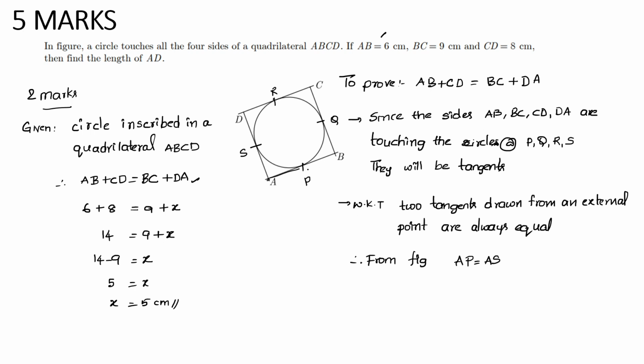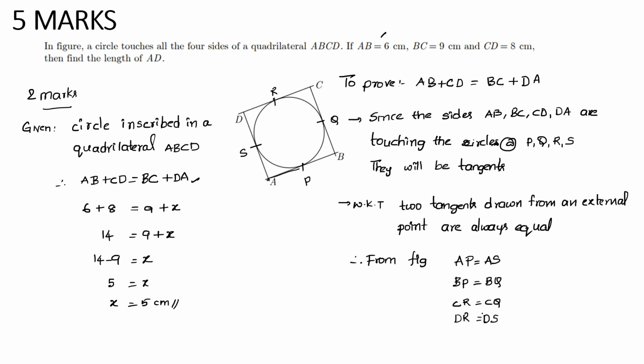Similarly, BQ is equal to BP. We will write all vertical things on one side, horizontal things on the other side. Here AP is horizontal and BP is also horizontal, so I will write BP is equal to BQ. Similarly, CR is equal to CQ. And DR is equal to DS.